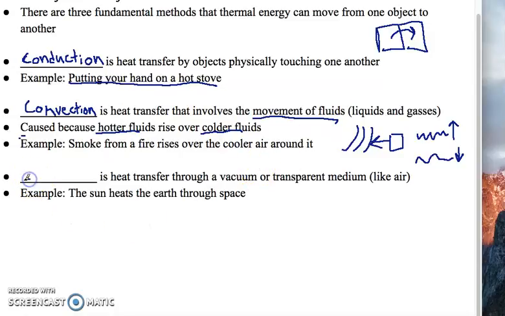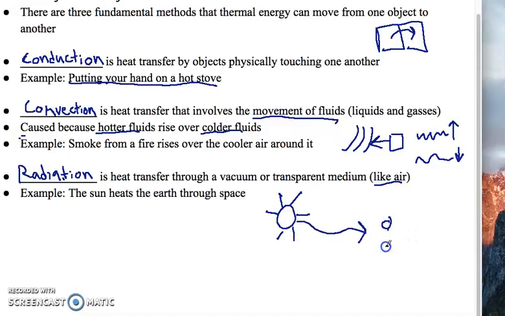And the last method of heat transfer is going to be radiation. So radiation is going to be heat transfer through a vacuum or transparent medium like air. For example, the sun heats the earth through space. So you have a sun, it's sending heat, moving through space and then through the air in the atmosphere to us. So that's radiation.